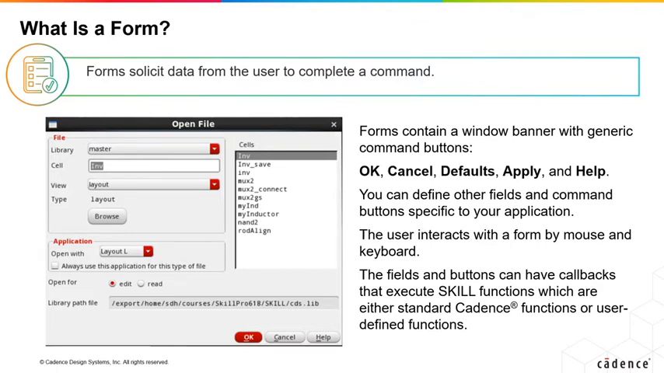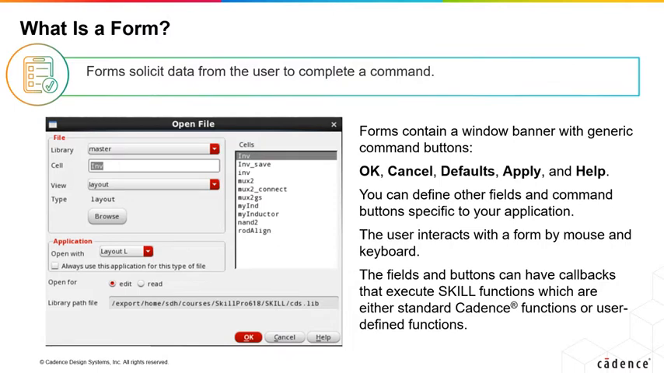And then what happens, of course, when you display this form, the user would interact with the form by mouse or keyboard. You would then be able to access whatever data they updated in the form and have your own SKILL function perform the callback and the actual action that you would want.